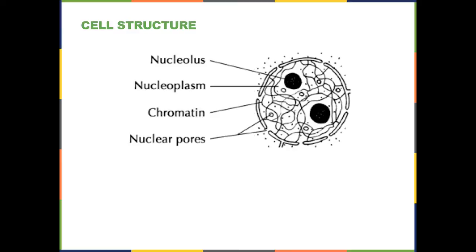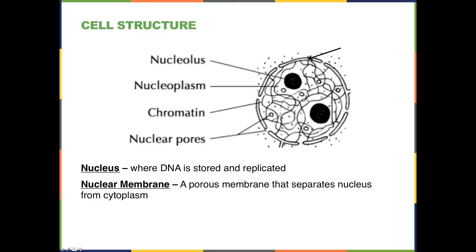Now when we move to the nucleus, this is a representation of the nucleus. The nucleus is where all the DNA is stored, okay? And on the outside of the DNA, you'll have this structure which has very large pores in it. This outside structure is known as the nuclear membrane.